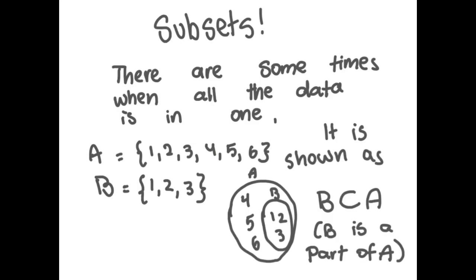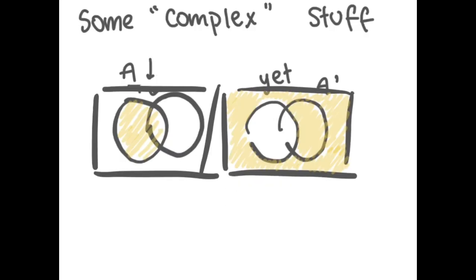It is shown as a C-shaped slight curve. Now we have what a complement of A would be. It would be A prime, which would mean everything except for A itself, denoted as A with an apostrophe.